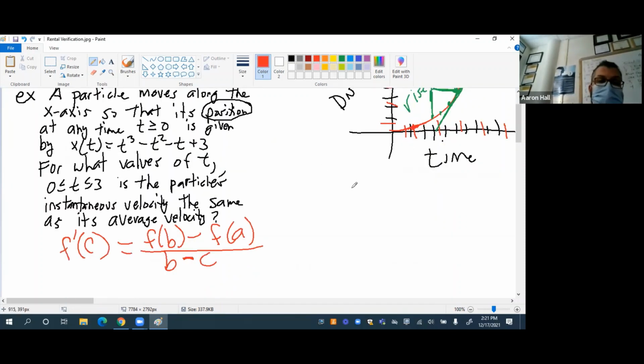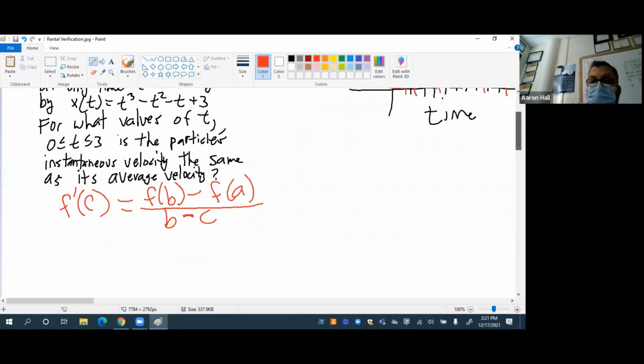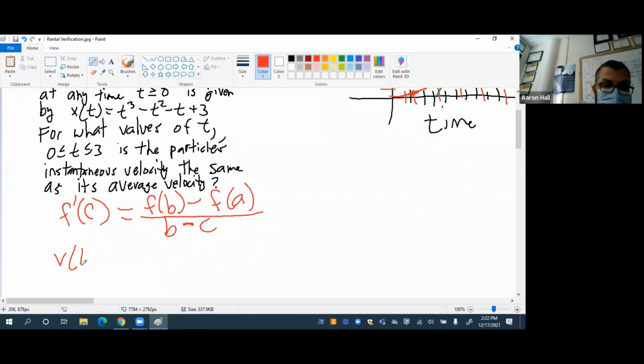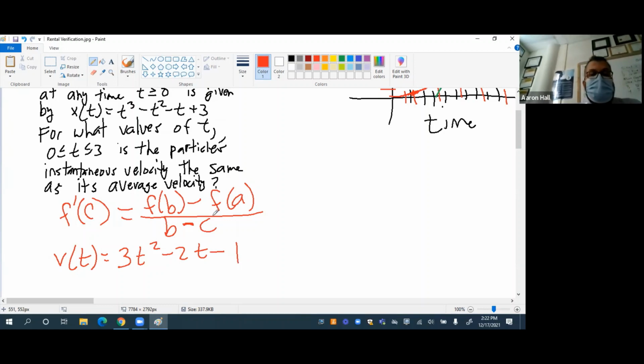So let's do the derivative. The derivative then of this function would be v of t, which equals what? Louder, please. 3t squared minus 2t minus 1. Nice. Who was that who said that? Is that Emma? Oh, Ellie. I'm sorry. Ellie. Good job, Ellie. All right, so we found the derivative. Now what?